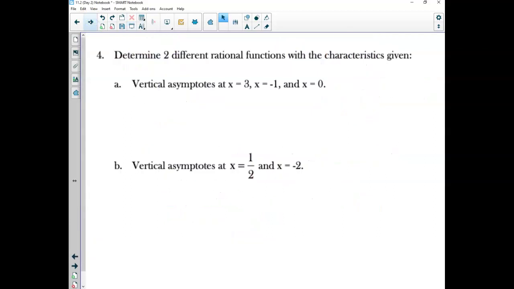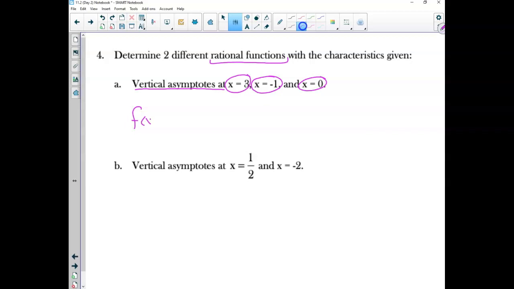And the last thing we're going to do here is determine two different rational functions with the characteristics given. Well, I think we can handle this because all they're doing is telling me I have vertical asymptotes. I got 1, I got 2, I got 3 vertical asymptotes. So it's going to be a rational function, which just means my f of x function is going to be a fraction.